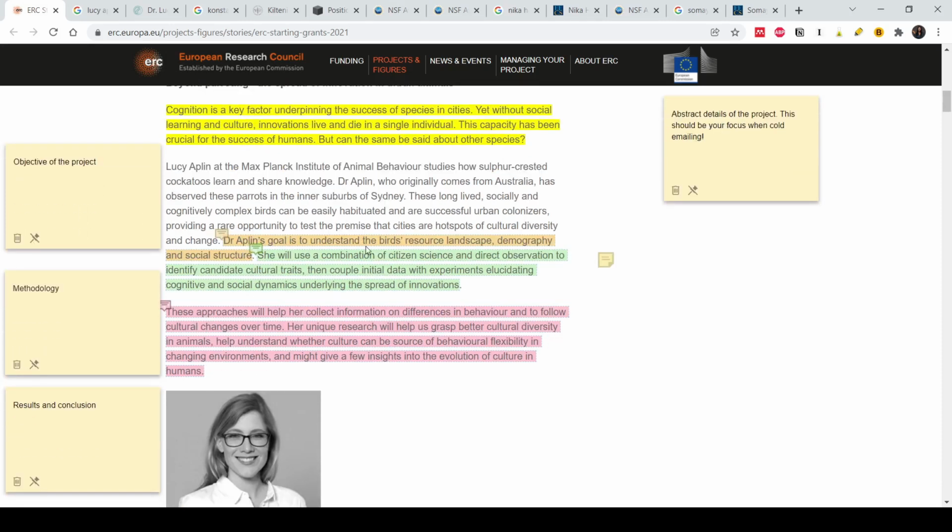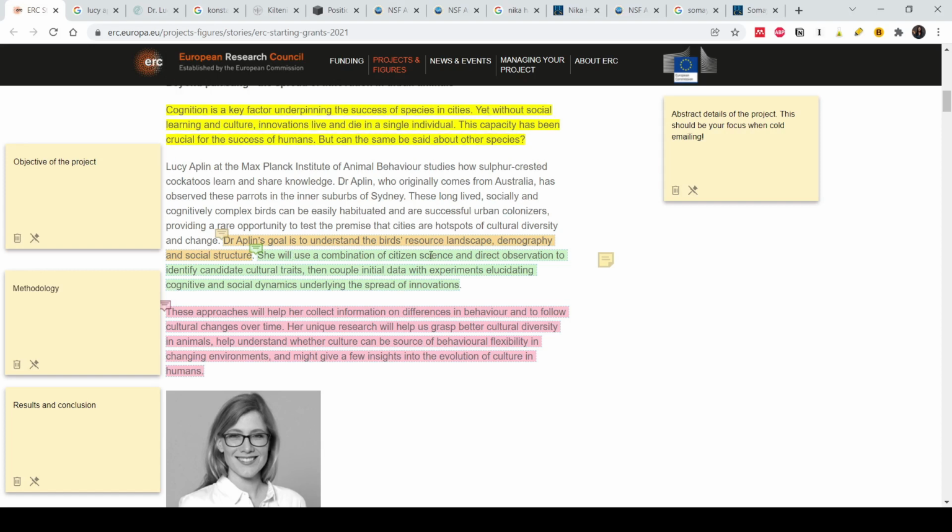Dr. Appling's goal is to understand the best resource landscape, demography, and social structure. So what she wants to do is investigate how to understand the best resource landscape, demography, and social structure. This is the focus. This is why she's doing this research. The next question we are going to ask is, how does she aim to achieve this?